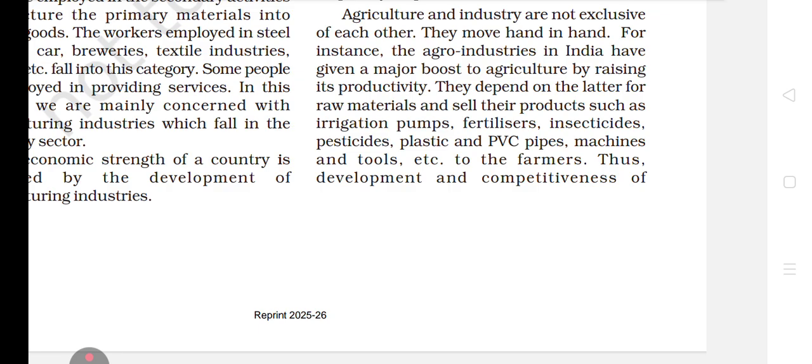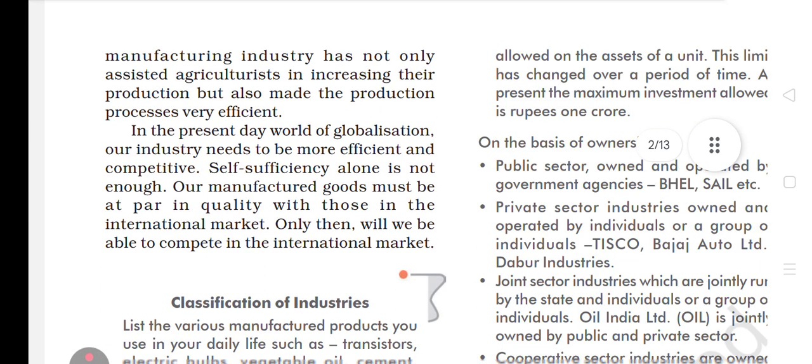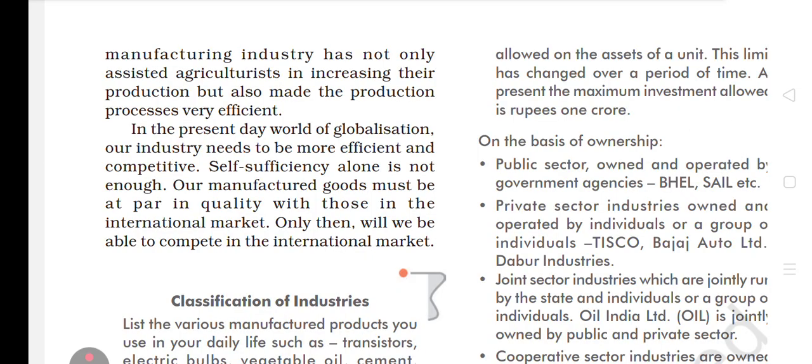The development and competitiveness of manufacturing industry has not only assisted agriculturists in increasing their production but also made the production process very efficient. So that's why they are very important. This is another use. You can give the example of agriculture. Okay, so that will complete your 5 points.